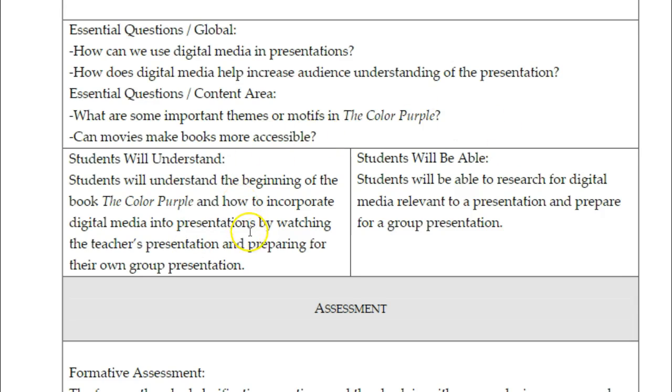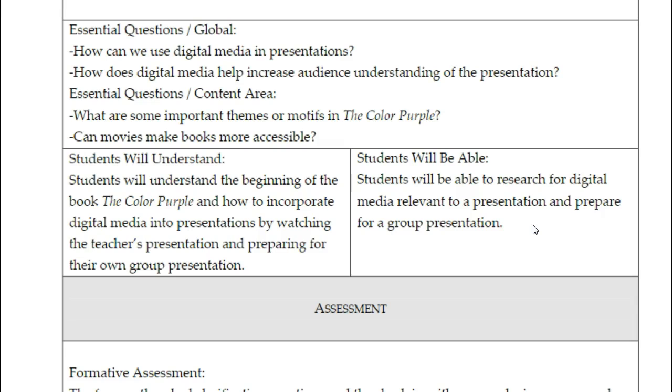Your students will understand does not have to have the by clause. It can, so it's not like this is bad. But your students will be able to does have to have a by clause. So students will be able to research for digital media relevant to a presentation by making a group presentation, okay?